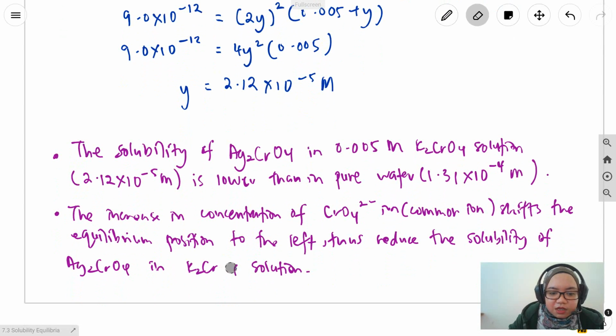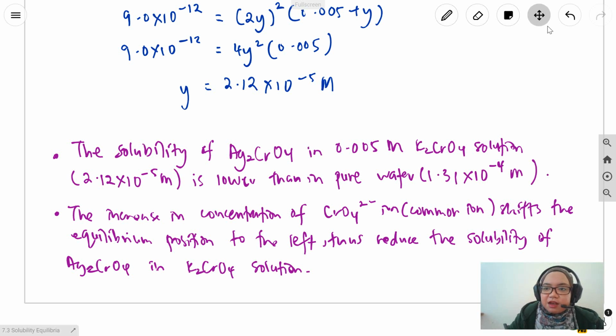Buruk gila tulisan. Sorry korang. Harap korang faham je. Okay, so this is how you answer this kind of question. Okay? Yay! Okay, so for tutorial, korang dah habis untuk tutorial 7.3. So, you boleh jawab soalan objektif untuk 7.3 dalam tutorial book. Okay, so that is all for our tutorial discussion for today.